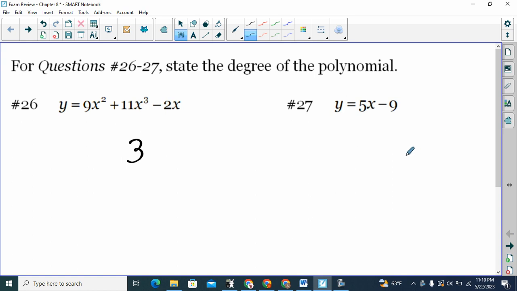Y equals 5x minus 9. Degree, the highest exponent is 1.